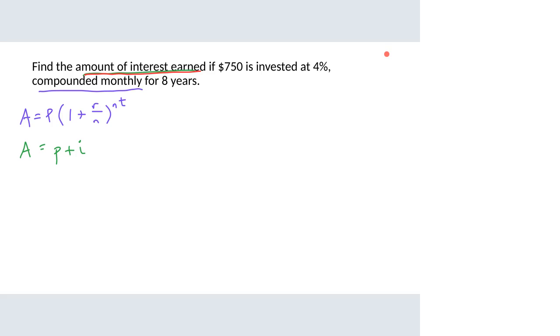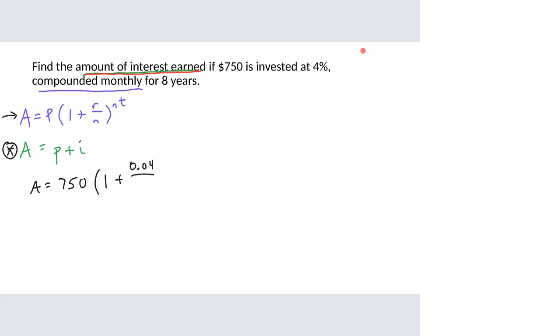The first thing I'm going to do, and we've seen this before, where we had to use two formulas in the same problem. First thing I'm going to do is use this formula to find the future value. And once I know the future value, that's when I'll use this formula to answer the question of how much interest was earned. All right, so let's dive into finding that future value first. Future value is going to be principal, which was $750, times 1 plus the interest rate of 4% over n.